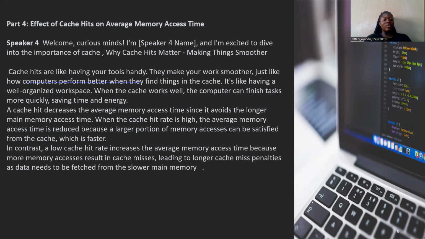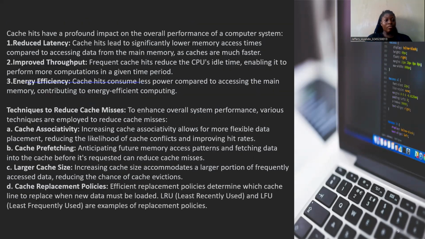In contrast, a low cache hit rate increases the average memory access time because more memory accesses result in cache misses, leading to longer cache miss penalties as data needs to be fetched from the slower main memory.